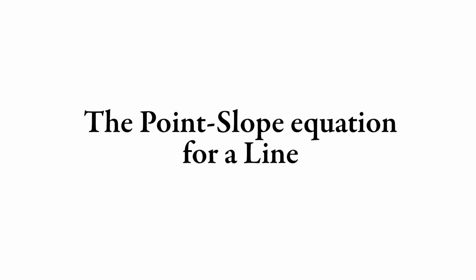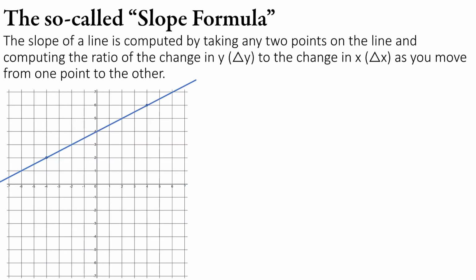In this video, we're going to derive what is called the point-slope equation for a line. First, I want to talk about the slope formula. We've already discussed slope. The slope of a line is computed by taking any 2 points on the line and computing the ratio of the change in y to the change in x as you move from one point to another.